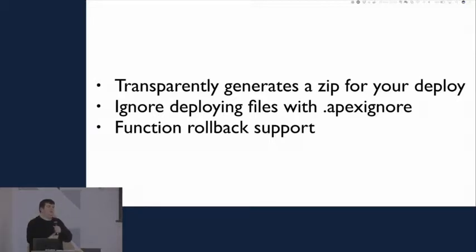So it will compile the binary, put it in a zip file, and then upload it to the Amazon service. You can ignore files, which is great, because if you're actually building and compiling files, you may have a lot of files you don't want in your directory. And you can roll back functions straight from the command line.